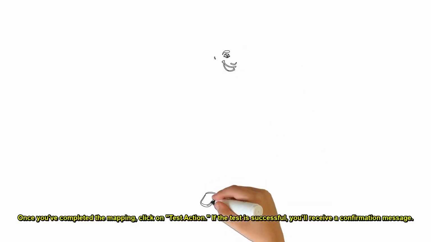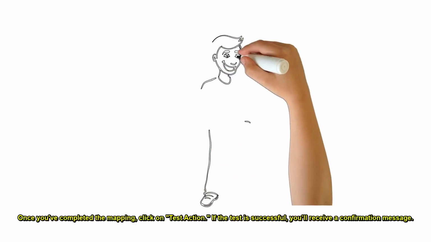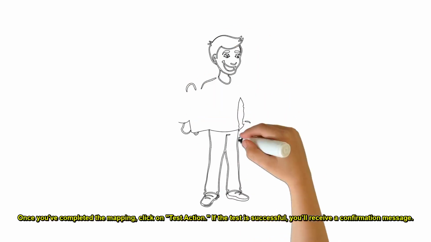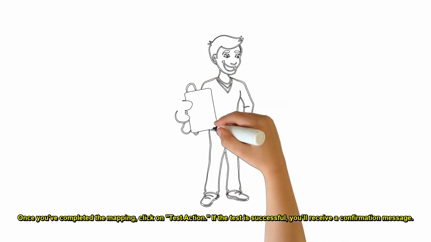Once you've completed the mapping, click on Test Action. If the test is successful, you'll receive a confirmation message. Click Done Editing to finalize your Zap. Finally, give your Zap a name and toggle the switch to turn it on. You have now successfully integrated Lever with Zapier.